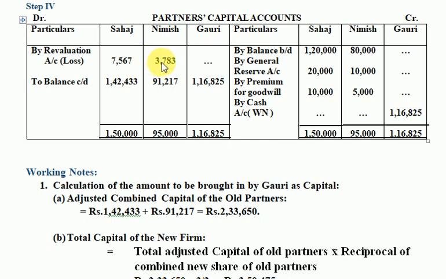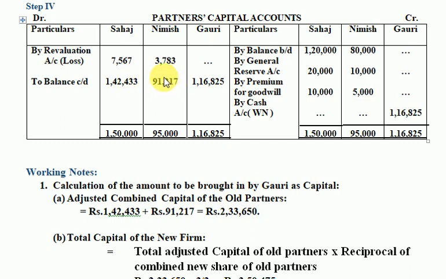And finally, we do the totaling of the credit side of both the old partners. The total of Sahaj is coming as 1,50,000, which is transferred to the debit side, and 1,50,000 minus 7,567 is 1,42,433 for Sahaj. Similarly, the total of Nimish is 95,000 on the credit side. Write it on the credit side here, debit side here. Subtract 3,783, the loss, and we arrive at 91,217. This is balance c/d for Sahaj and Nimish.